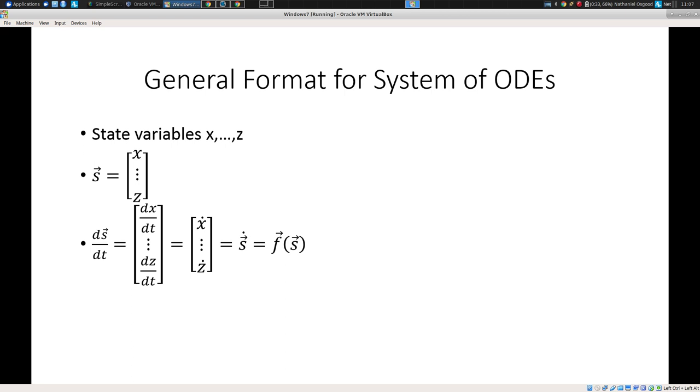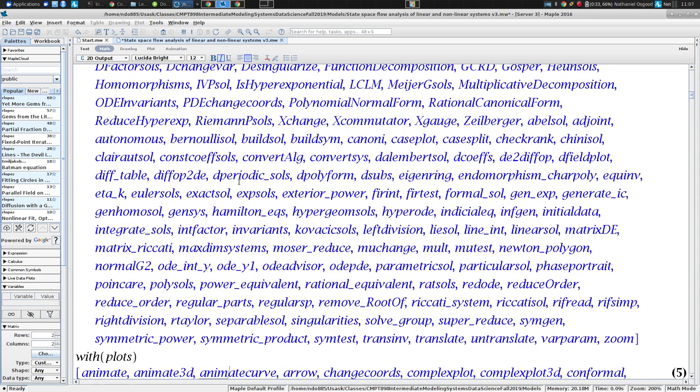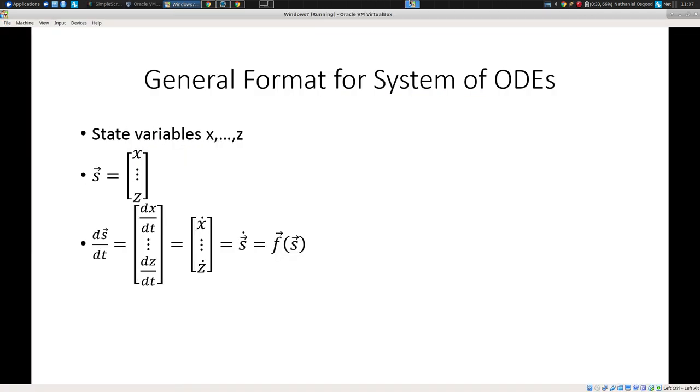So when we say that F depends on S linearly, and with this being a particular example, dx/dt equals minus 0.5 times x of t. What's on the left here is the rate of change of x. That's exactly what this means, ds/dt. It's the rate of change of each component of s.